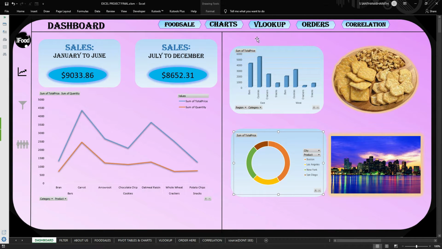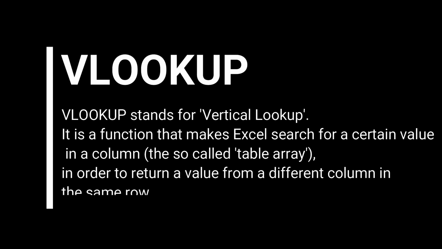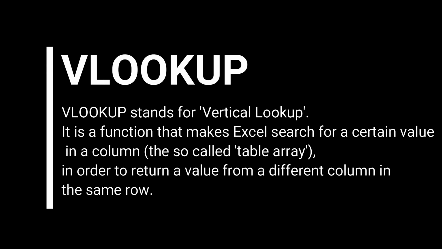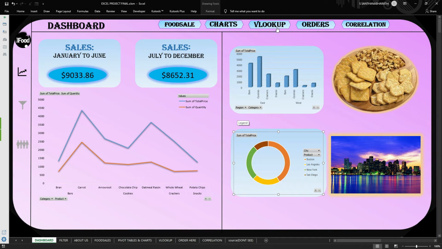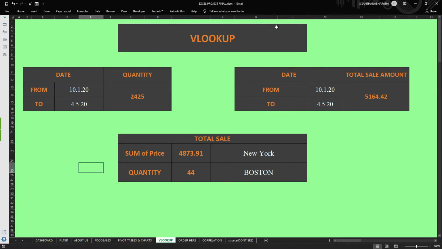Let's move on to the VLOOKUP. Click the VLOOKUP button. VLOOKUP stands for vertical lookup. It is a function that makes Excel search for a certain value in a column, the so-called table array, in order to return a value from a different column in the same row. This first table gives us the quantity of products bought in a specific period of time.